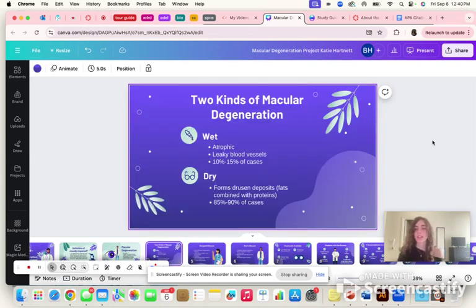There are two kinds of macular degeneration. The first is wet. It's atrophic and it involves leaky blood vessels or burst blood vessels. This involves about 10 to 15% of cases, so it's a lot less likely than the second kind, which is dry. This is where resin deposits or fats combined with proteins are formed, and it makes up 85 to 90% of cases. So this is a lot more common than the wet kind, but the dry kind can eventually turn into wet, so it's important to look for those leaky blood vessels or burst blood vessels.